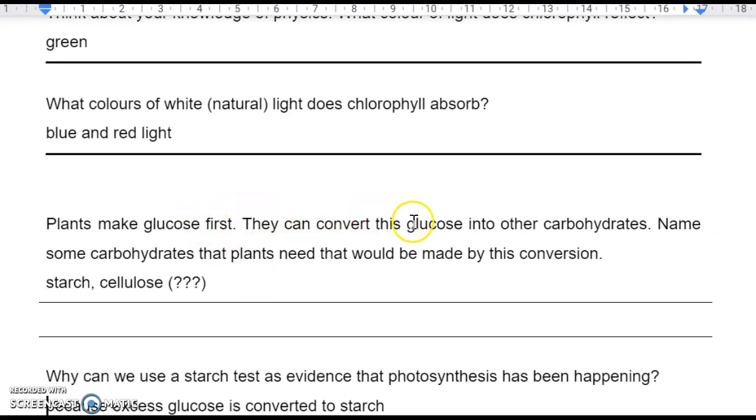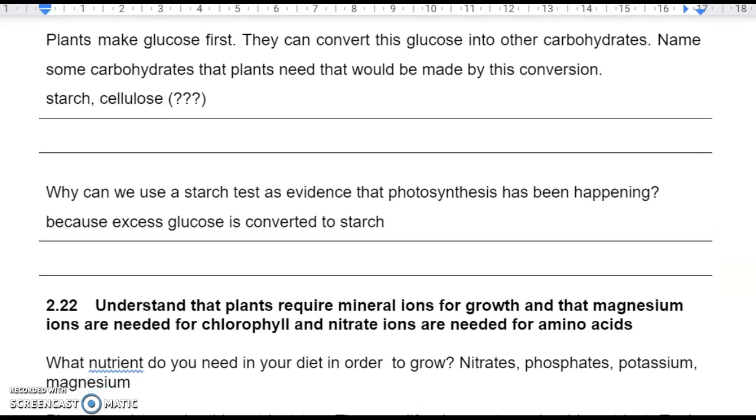Now, plants make glucose first. They convert this glucose into carbohydrates. It names the carbohydrates that plants need that we've made by this conversion. So starch and cellulose. Cellulose is used in the cell wall. So that's what that is there for. And then we can use the starch test as evidence that photosynthesis has been happening. Why can we use one? Because excess glucose is converted to starch.